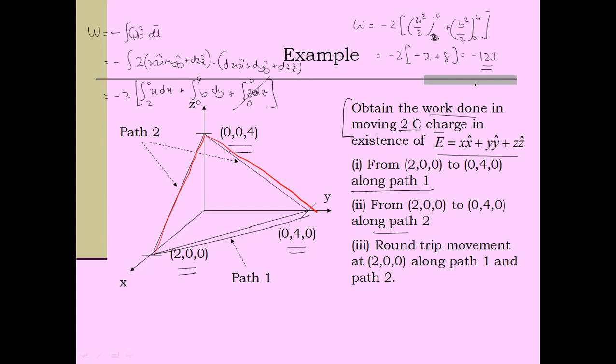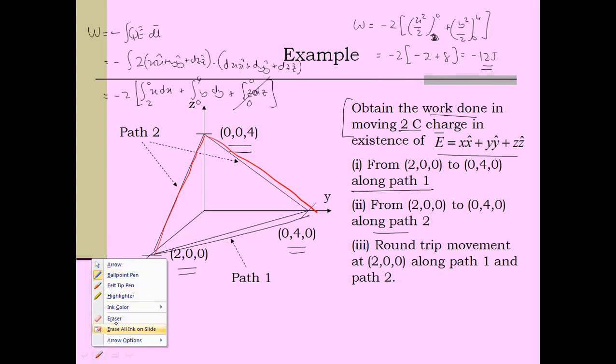Yeah? So that should be the work, the external work that will be required to move a charge of 2 coulomb within the existence of electric field E here. Okay, so this is the external work, yeah? That's why we have a negative sign there. External work will be required, right?